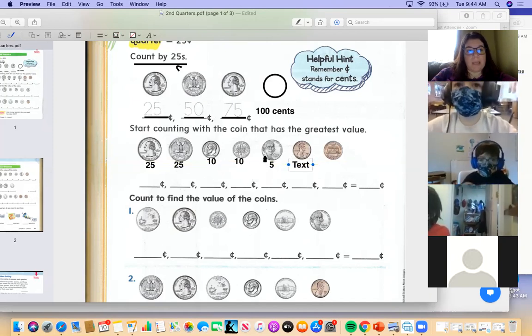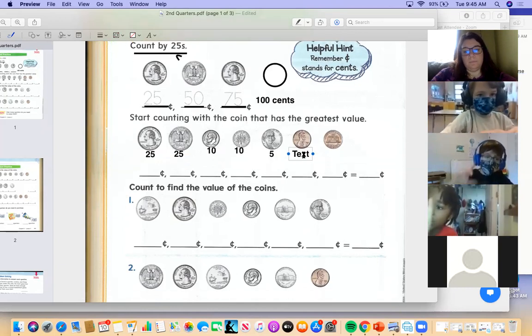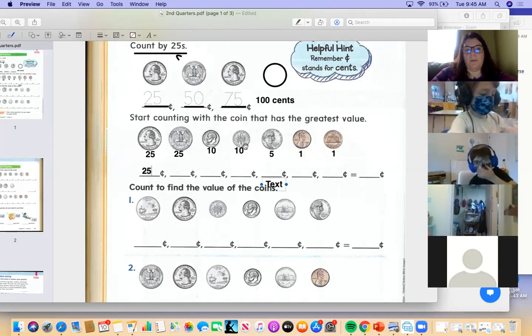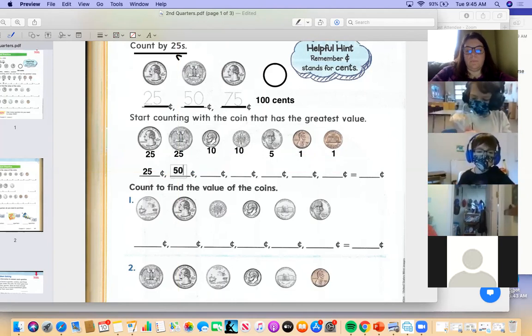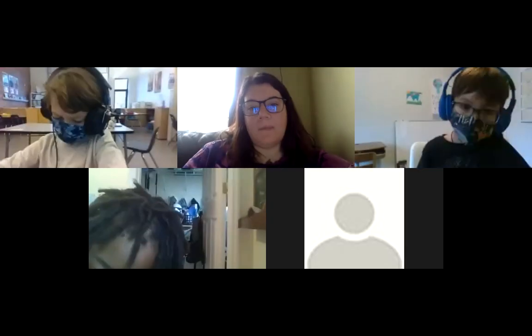And then we've got a penny, which is worth? Penny is worth 1 cent. And another penny is worth one. Okay, so we've got all of our values here, and now we can skip count. So we've got 25. How much is 2 quarters? 50.